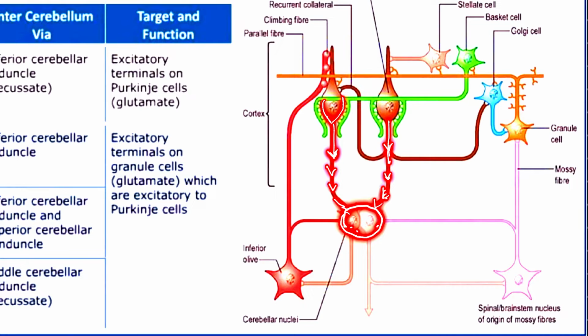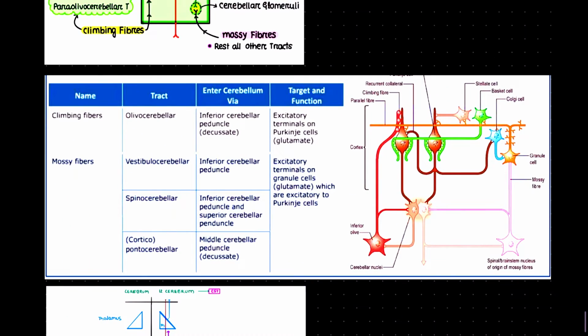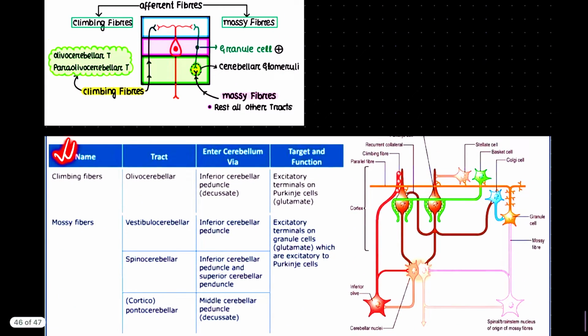Now these deep cerebellar nuclei will carry it further to a different part, like the thalamus, through the dentatothalamic tract. So this was a brief introduction to how the efferent fibers work.